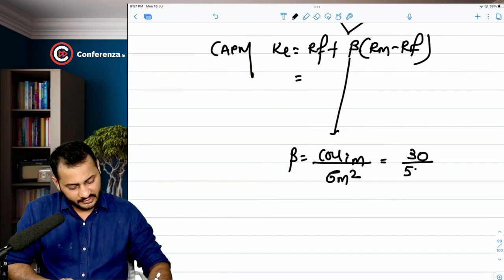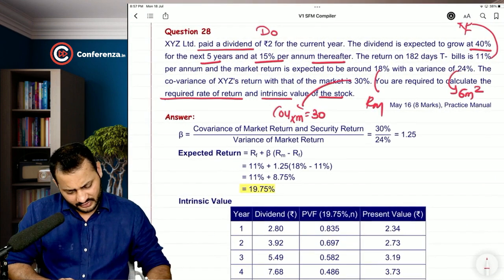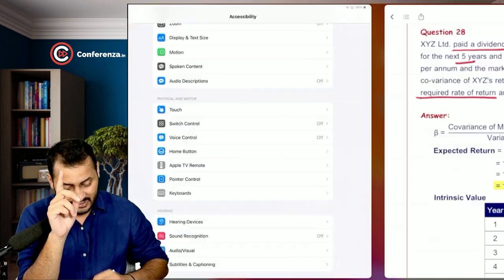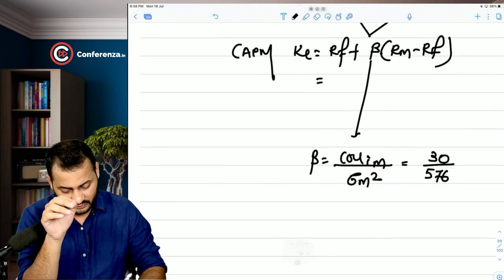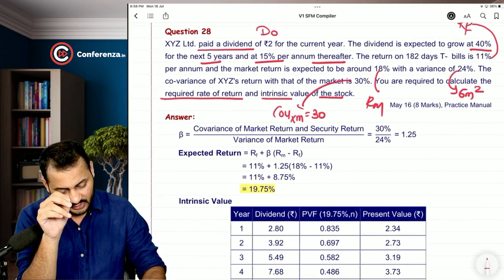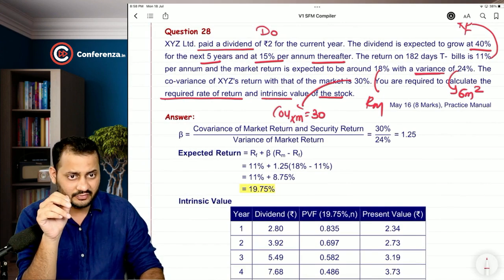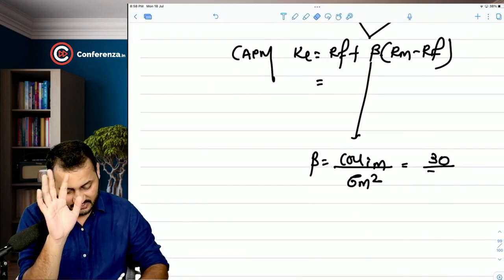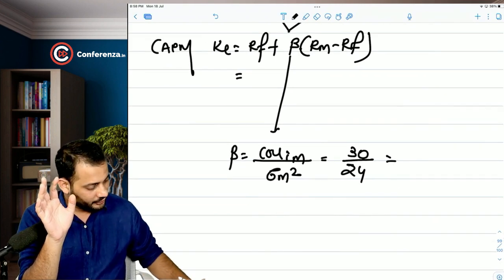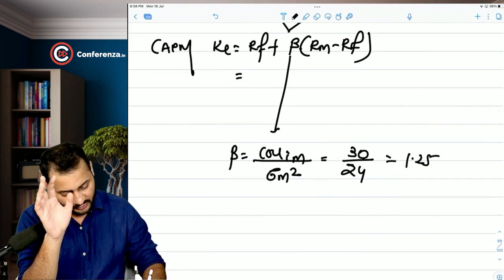That's 576. But they wanted to say 30 or what? Acha, variance is 24. That's my mistake, and a lot of people are going to do it. The thing is, they have already given you the variance. Read this word. 24 itself is a variance. It's not a standard deviation. So 30 by 24, you reached at 1.25 beta.